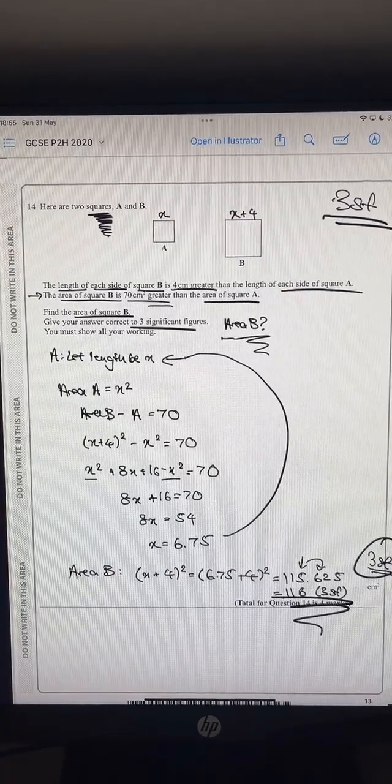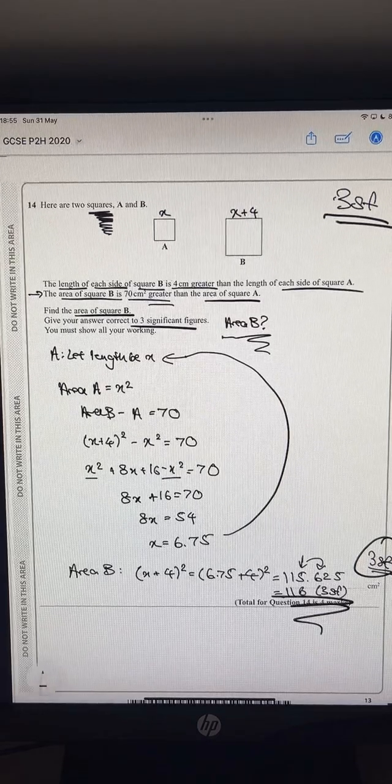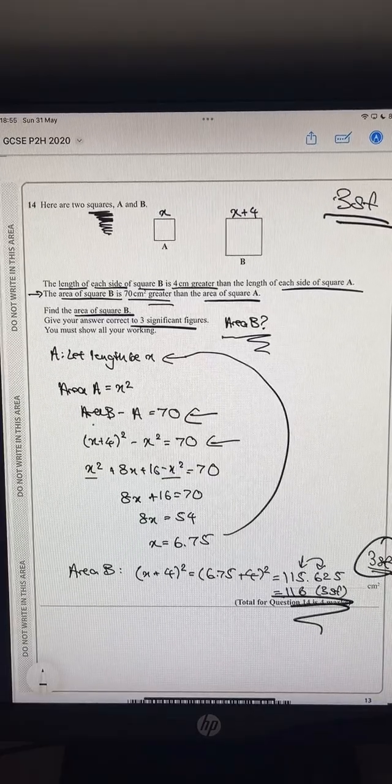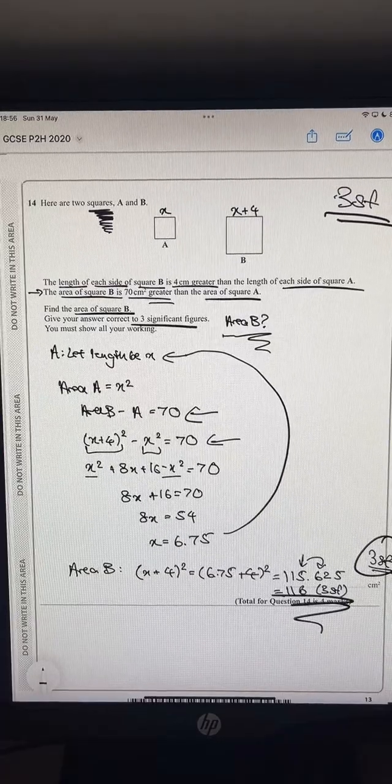How do you get the line after 70? The line after 70? Oh, this one here. So for this one, area of B minus area of A is 70 because of the fact that the area of square B is 70 centimeters greater than the area of square A. And then the area of square B is this part, minus the area of square A, which is that part. And we know that difference is 70. So that's how I got that there.